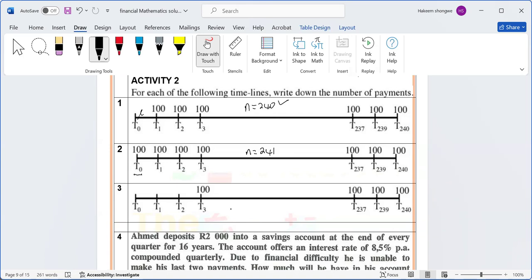With this one here, we are not making a payment on T0. We're not making a payment on T1. We're also not making a payment on what? On T2. But we start to make a payment on T3, and then we continue to make payments. So we were supposed to have 240, but we missed how many? Did we miss 2 or 3? Because the immediate one is an extra one. So basically, our N is going to be equal to 238.